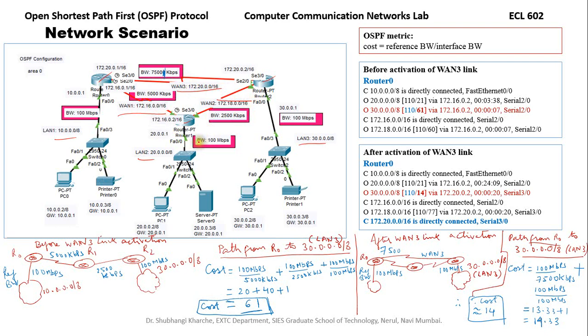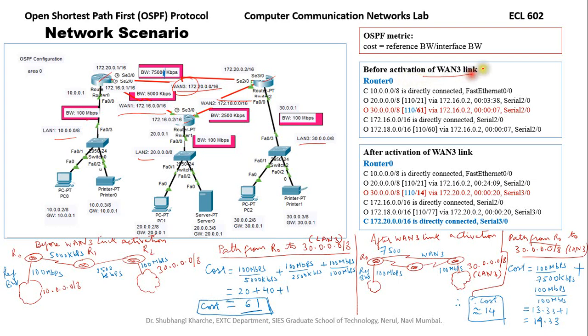And the IP addresses are configured as shown in this network scenario, and the link bandwidths are also noted using the commands in Cisco Packet Tracer, and they are mentioned in this diagram. Now let us try to calculate the OSPF metric for this topology before and after the activation of this WAN link 3.